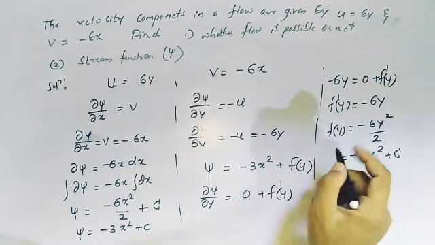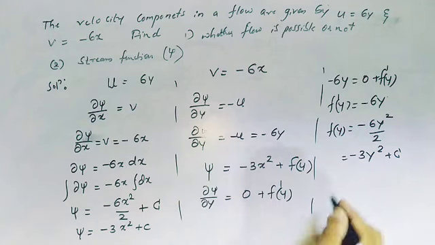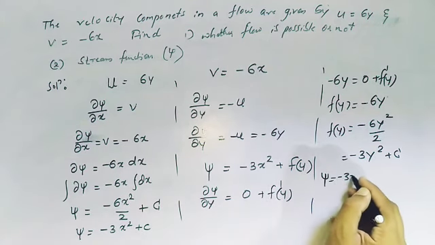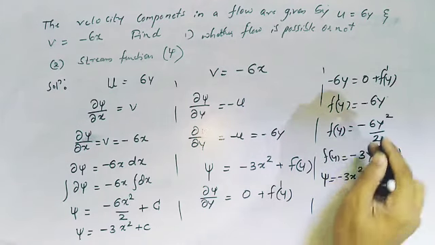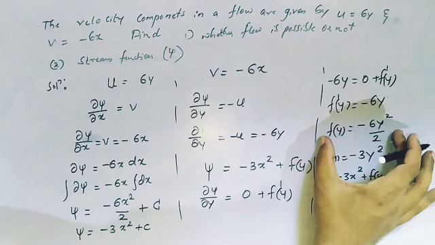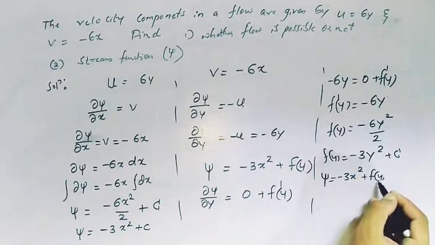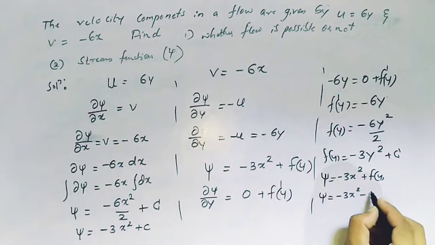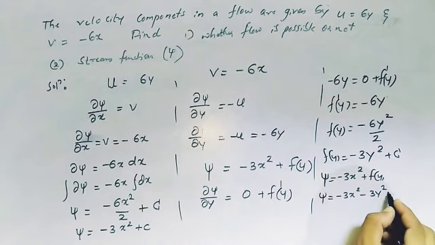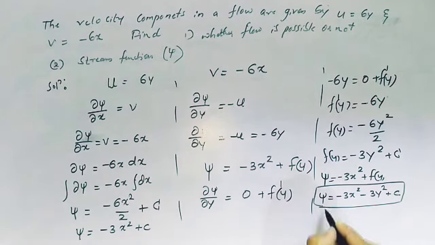Now substituting this f of y function in the equation here, psi is equal to minus 3x square plus f of y. So f of y we have identified. By integrating this term, we will get f of y, that is minus 3y square plus c dash. Now substituting this here, psi is equal to minus 3x square minus 3y square plus constant. So this is our streamline function.